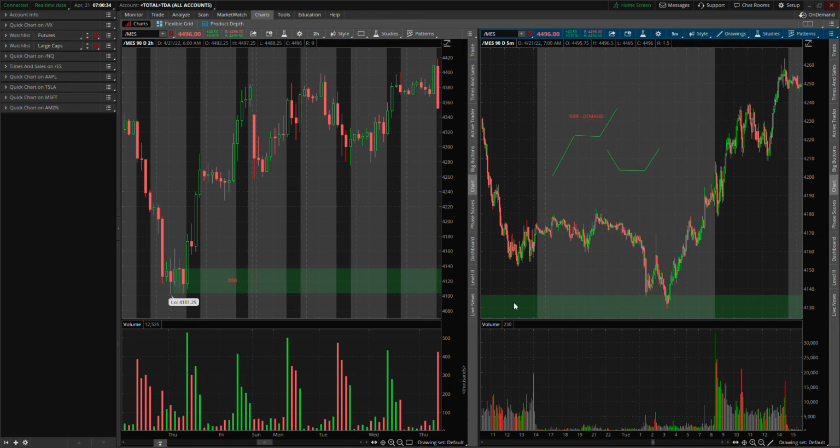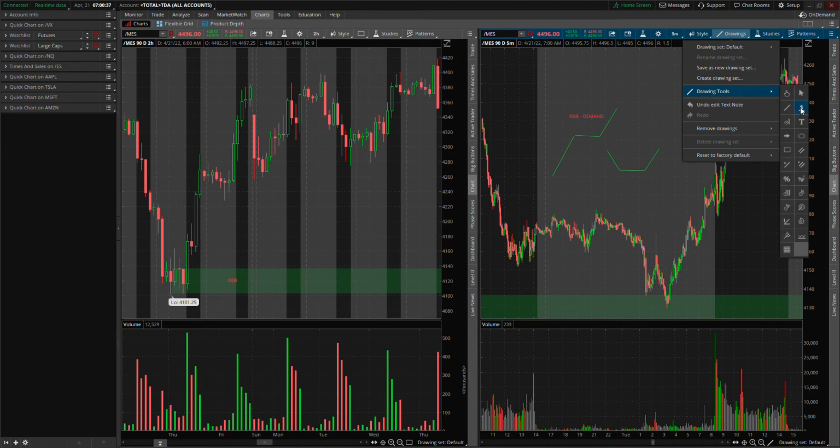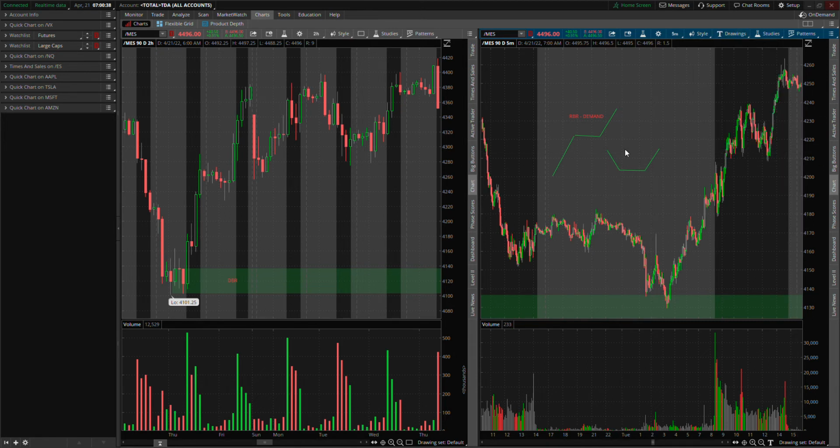Let's see. DBR demand. All right. So these are the only two demand zones that can form: rally, base, rally, drop, base, rally.